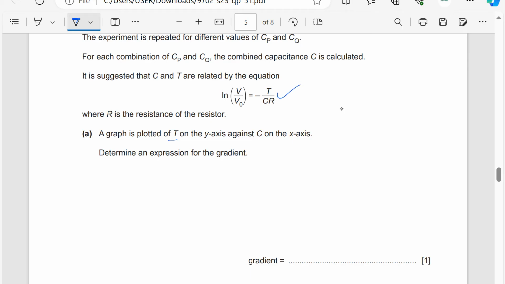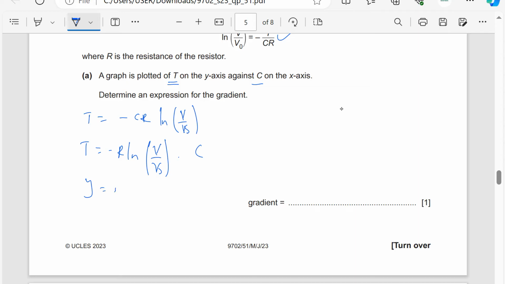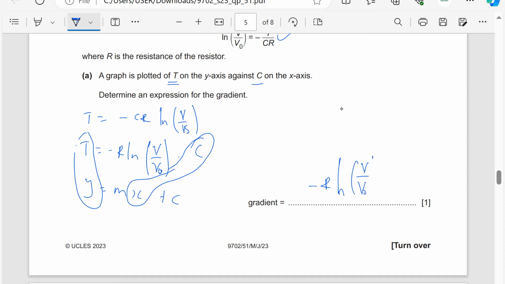If I make t the subject from this equation, the minus goes to the left. So it will be minus c and r come this side. So it's minus cr ln of v divided by v naught. So t is equal to minus r ln of v divided by v naught times c. Because the graph is plotted of t against c, if I compare with y equals mx plus c, on the y-axis I have t, on the x-axis I have c. So you see that the gradient is negative r ln of v over v naught.